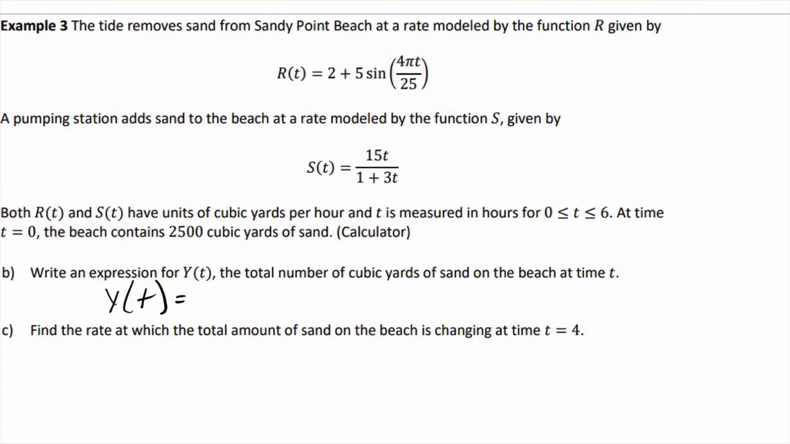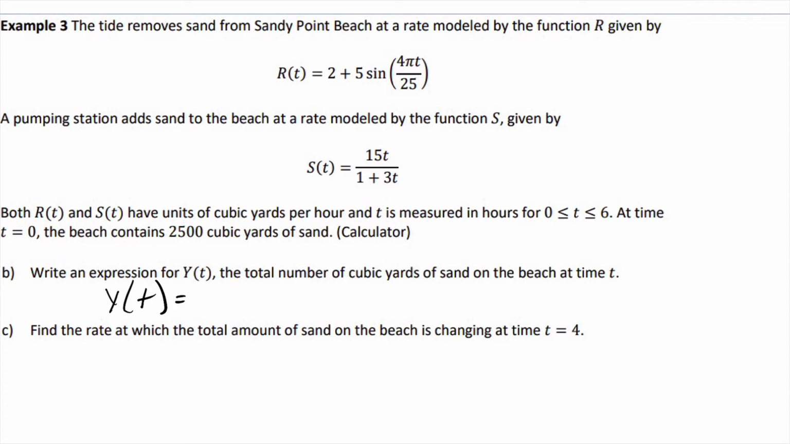So if I want to know after 2 hours how much sand is on the beach at that time, I can plug in 2, solve my answer. After 4 hours, how much sand is currently on the beach? I could plug in 4, plug it into my calculator, and I could get an answer. That's what I want. I want an expression that will be able to tell me that. So what am I going to need?